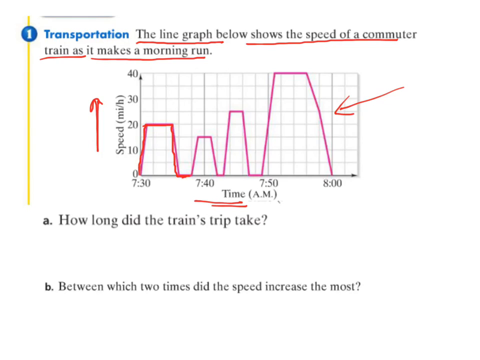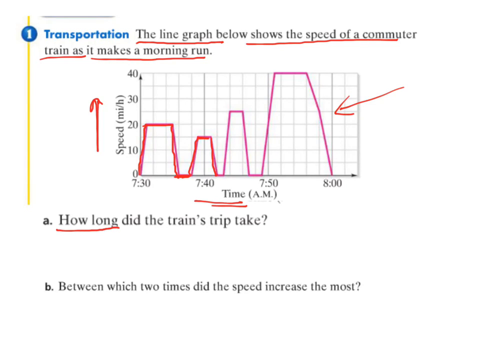What does this mean? It means that the train is at rest. It's not moving. And again, the speed of the train is increasing. Speed is constant over here, and the speed drops, and so on. Let's answer the questions based upon this graph.